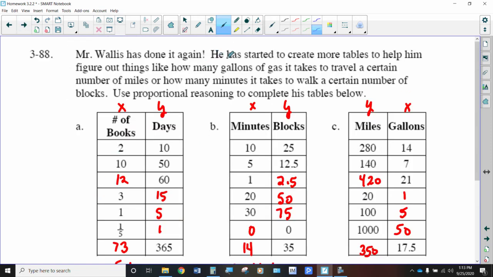Mr. Wallace has done it again. He has started to create more tables to help him figure out things like how many gallons of gas it takes to travel a certain number of miles or how many minutes it takes to walk a certain number of blocks. Use proportional reasoning to complete his tables.